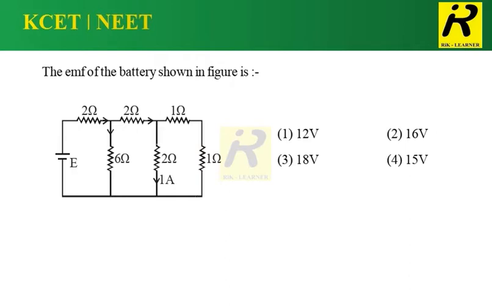And the hint in this picture is this 1 amp. Be careful, this is the hint. If 1 amp is flowing through this resistor, definitely what we write? V is equal to I into R. So that means 1 amp into 2 ohm. This will be 2 volt. Right, so that 2 volt is existing here. The same is for this parallel combination.